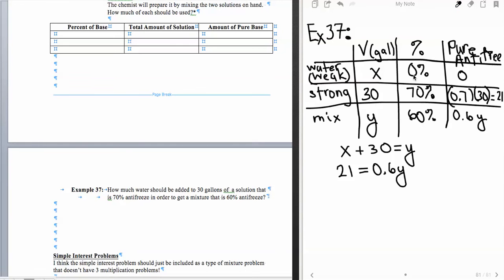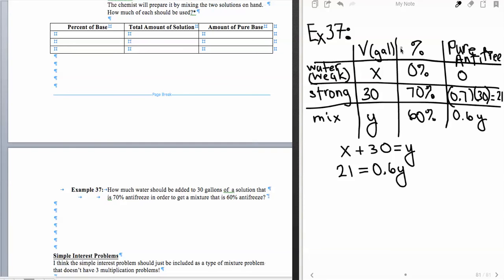All right, maybe you've taken a little sneak peek to make sure that you've got yourself on the right track, right? We have water, which is the weak, which is x, and we're adding that to the strong, which is 30 gallons of it, to create a mixture, which we don't know how much that'll be. The water, the weak stuff, is 0% antifreeze, and the strong stuff is 70%, and the mixture we are creating is 60%. So we multiplied straight across.